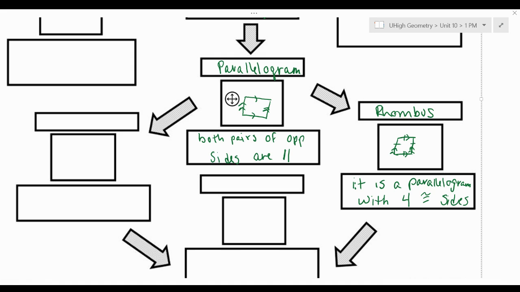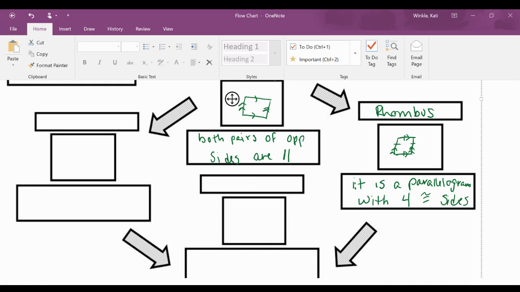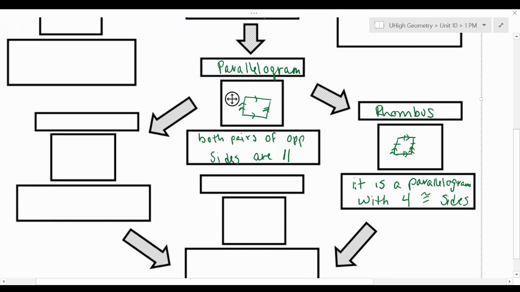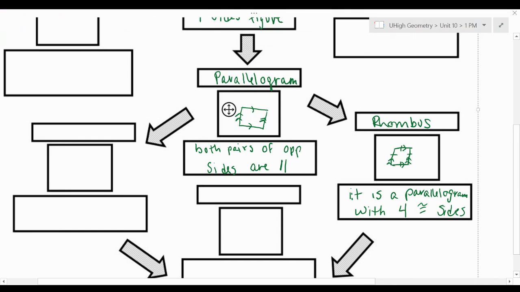All right, so the other option that we said we could have, I'm going to change colors here, is if we have a rectangle. And we said that a quadrilateral is a rectangle if and only if it's a parallelogram with 4 right angles.